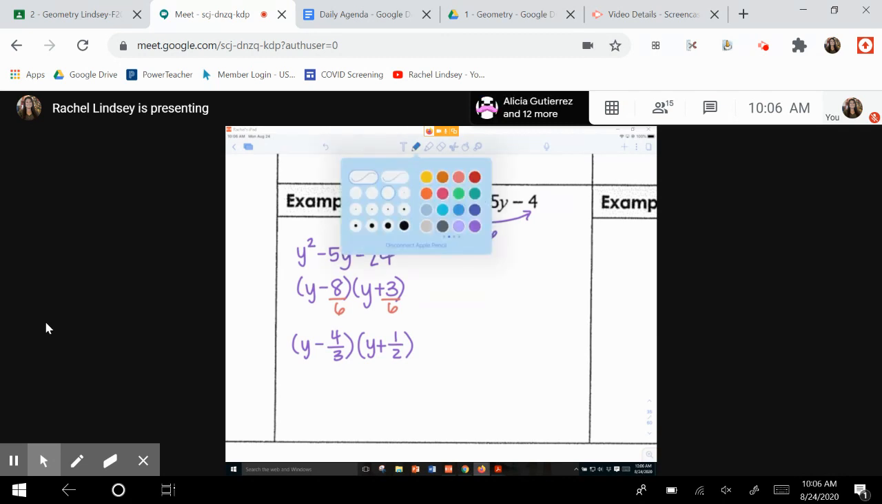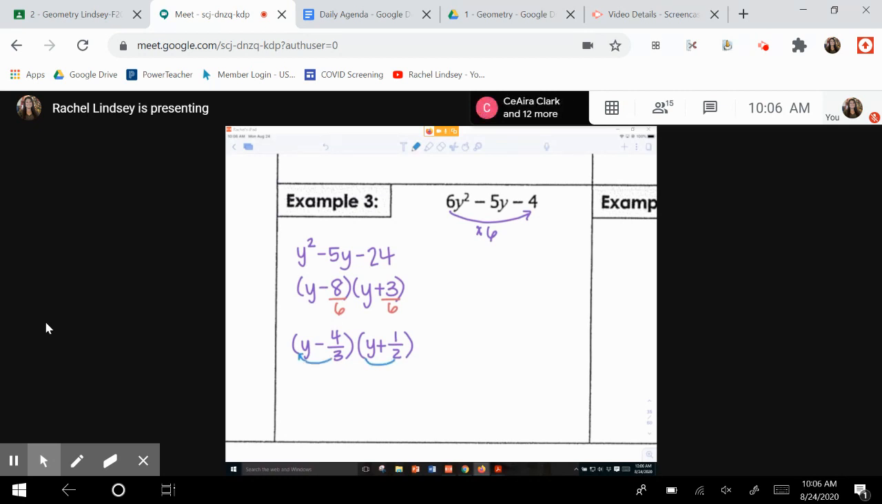Okay, so I've got it factored, and that is a true factor of it, but we don't want to have those fractions in there. So what we're going to do is we're going to do another slide, and we're going to slide these denominators in front of our variable. We'll have 3y minus 4 and 2y plus 1.